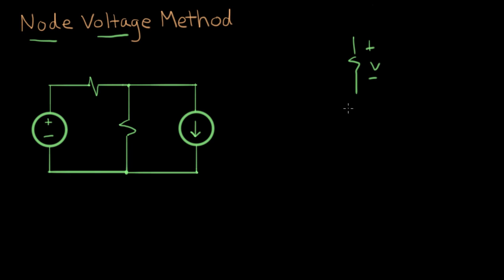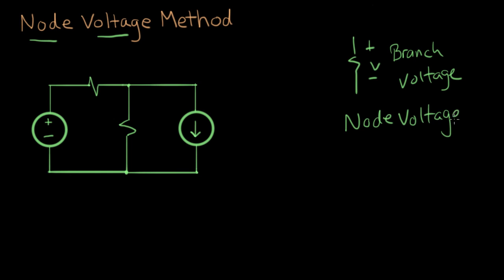Or if it's part of a circuit and it's a branch of a circuit, it would be called a branch voltage. And that's a voltage that's associated with a particular element. So now we have the idea of something called a node voltage. And this is still a voltage.